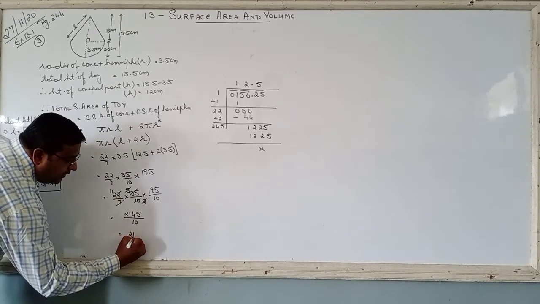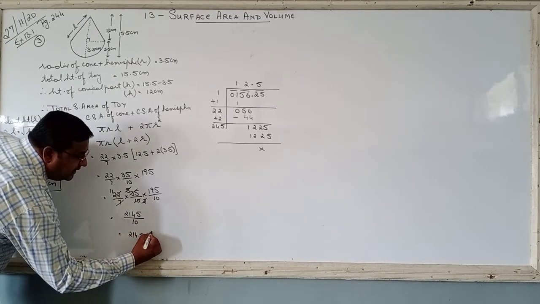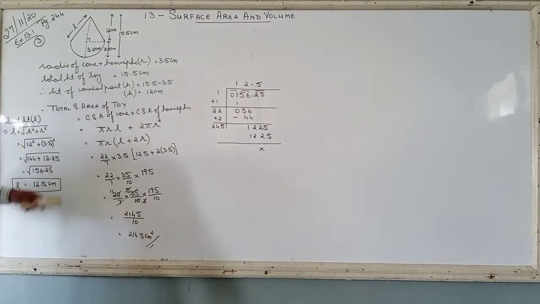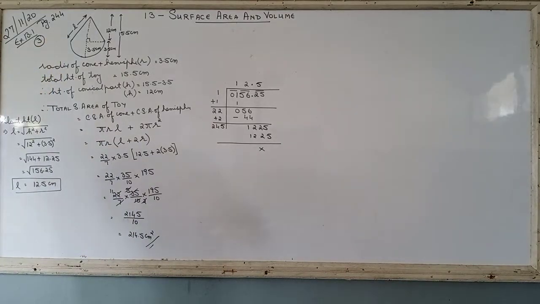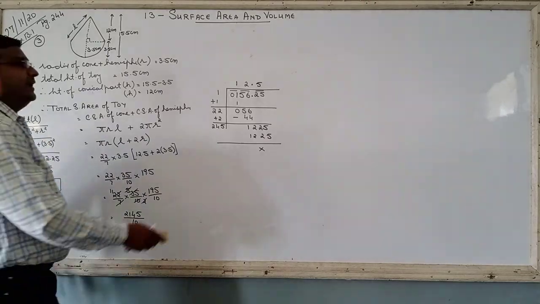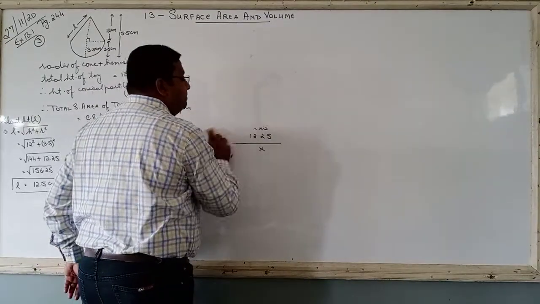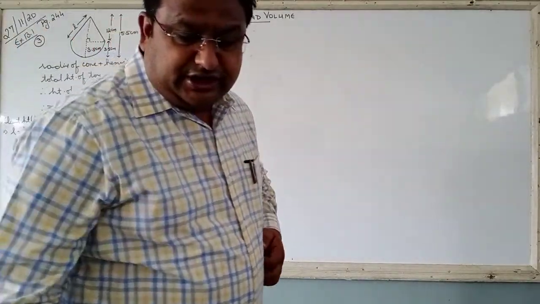So that is 214.5 centimeter square, the total surface area of this pillar. Clear, students? So I hope you can understand the simple application of the formula. Right? Take a look at question number 2.